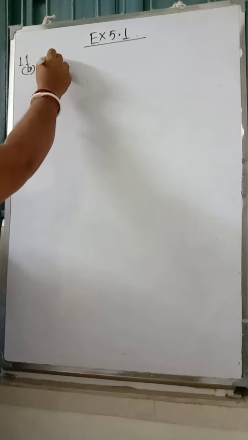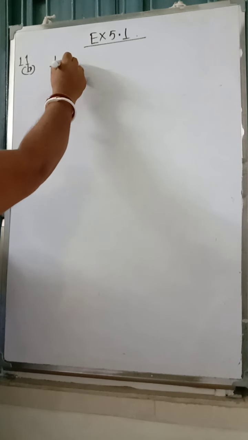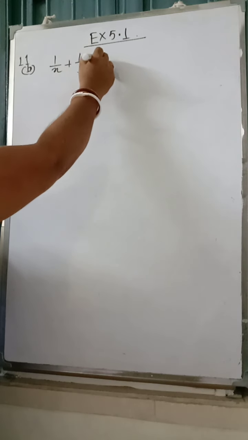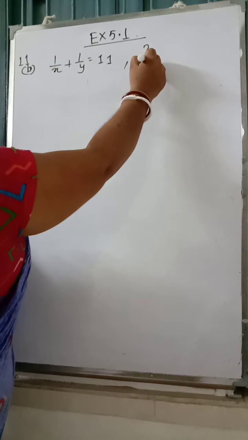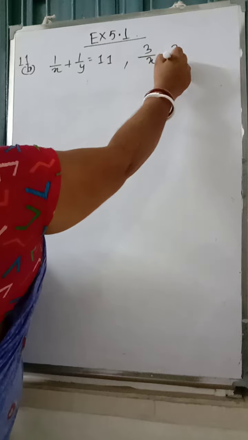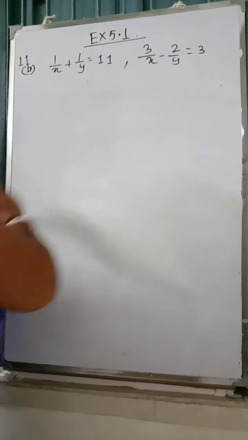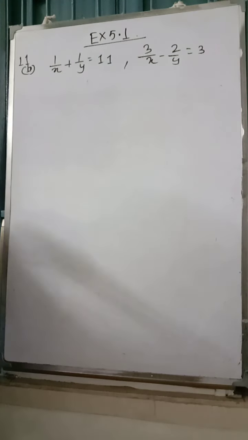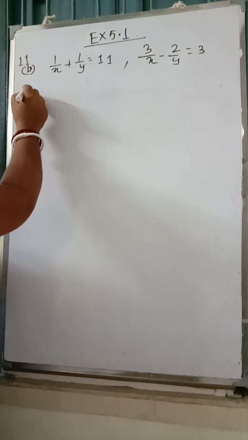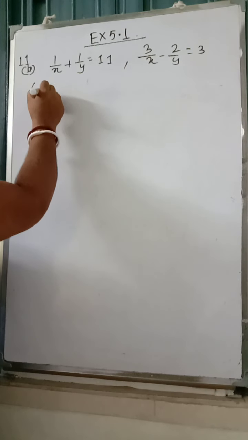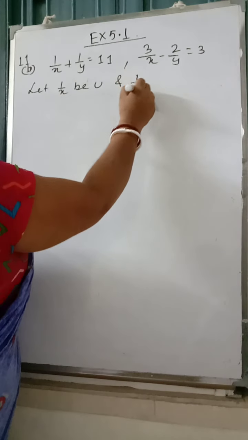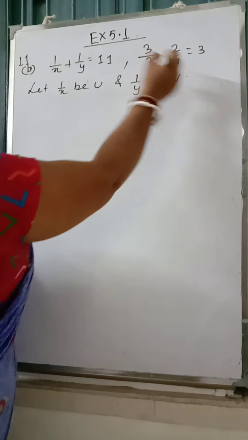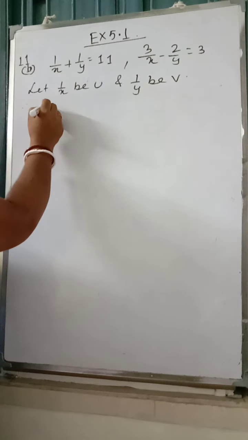The question is 1 by x plus 1 by y is equal to 11 and 3 by x minus 2 by y is equal to 3. Now we can see the variables are given in the form of 1 by x. So what we are going to do, let 1 by x be u and 1 by y be v. So that's what it gives you.